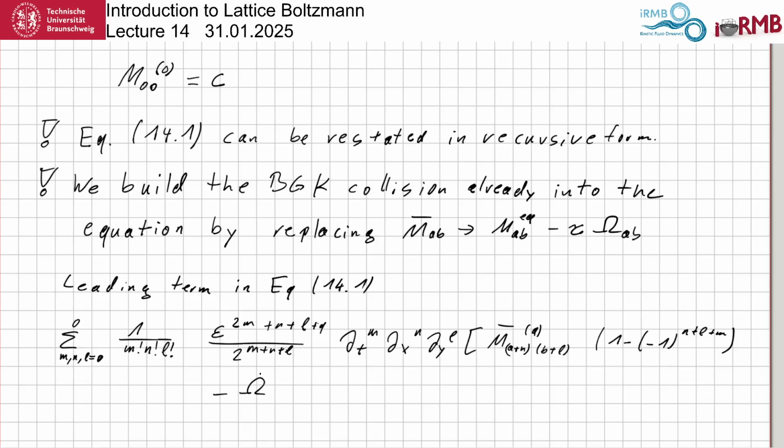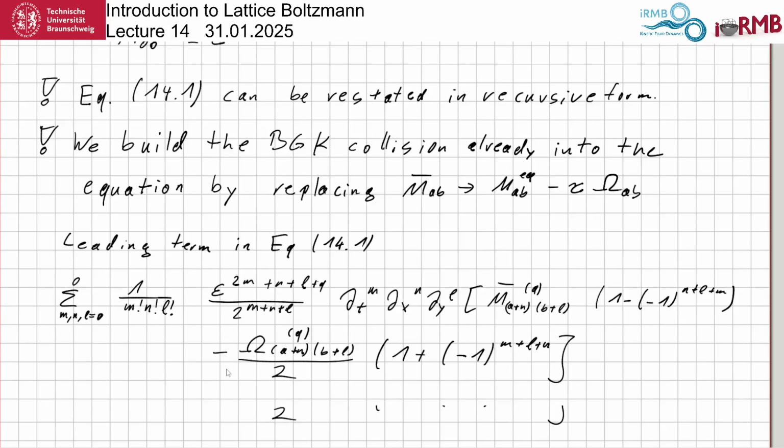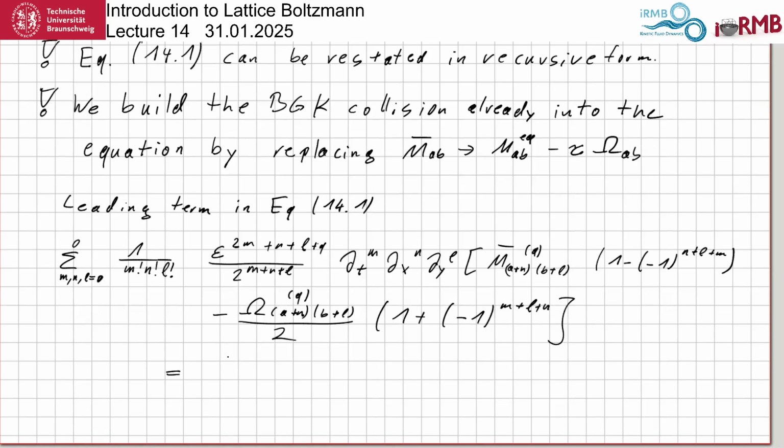And then we have minus this omega a plus n, which is 0, b plus l, which is 0, to the order of q, this thing half, and now it's 1 plus minus 1 to the power of m plus l plus n, which are all 0, so this will become 0, so this will become 1, so this will become 2, so this will become 1 again, and there's no derivative, and all of these guys in front also become 1, which means that this thing here is omega ab q epsilon to the power of q. Yeah, so this is the leading part with a minus in front.